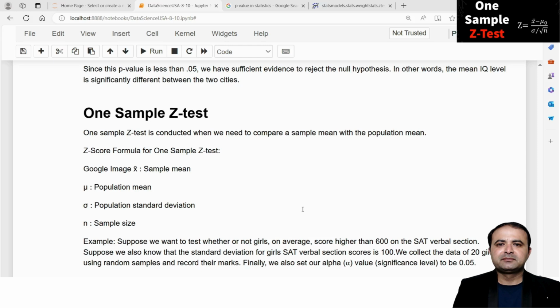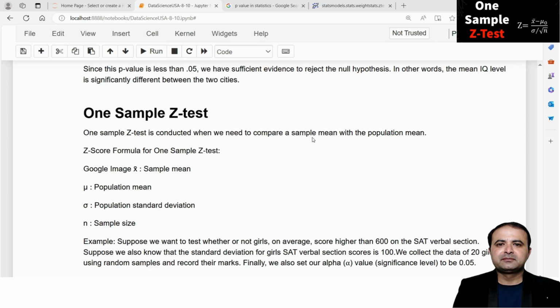Related to the one sample Z test. A one sample Z test is conducted when we need to compare the sample mean and the population mean. So we have the population mean, the complete data mean, and the sample mean. So I want to compare them.